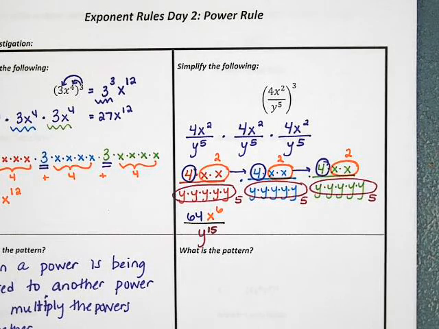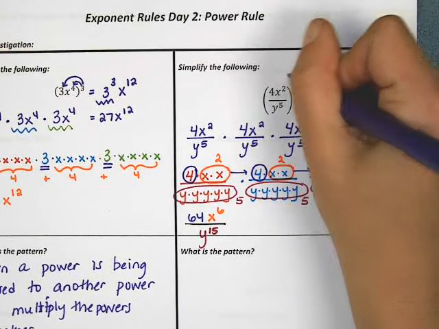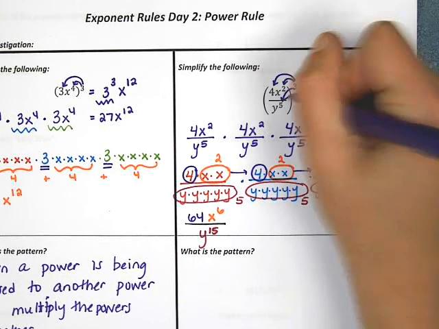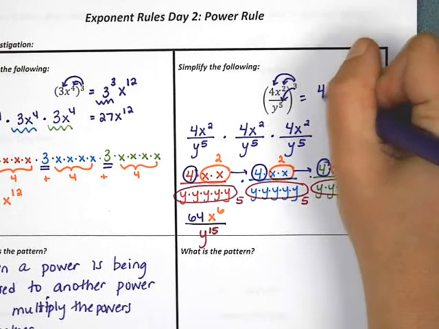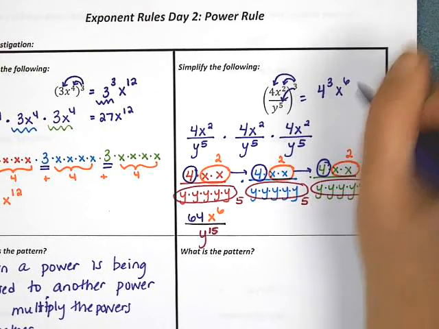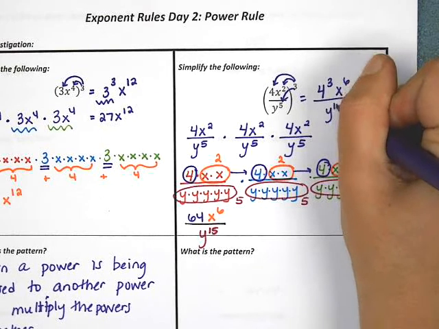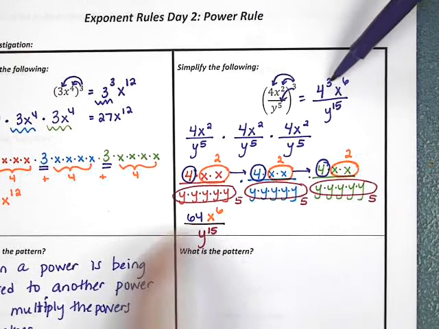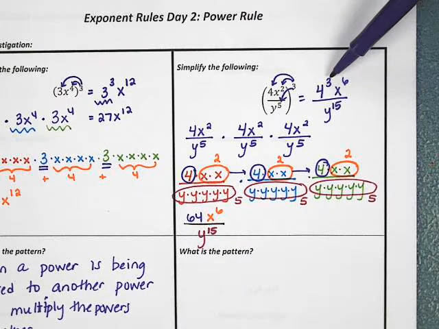Now once again, it's kind of the same pattern I noticed before. What I really did is just distribute the third power to all of these exponents. So I got 4 to the third, x to the 6th divided by y to the 15th. And if I type 4 to the third power into my calculator, I get 64. So that's where that number comes from.